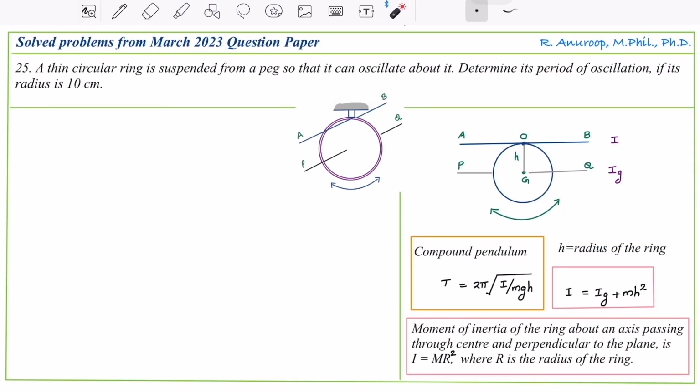The next question is, a thin circular ring is suspended from a peg so that it can oscillate about it. Determine its period of oscillation if its radius is 10 centimeter. In the present problem, it is given that a thin circular ring is suspended from a peg. We have to find out the period of oscillation.